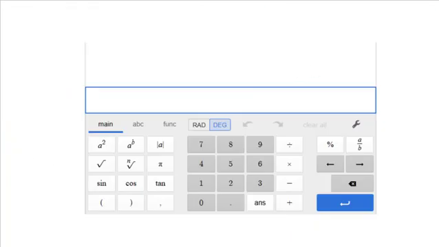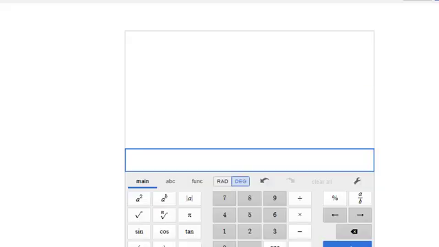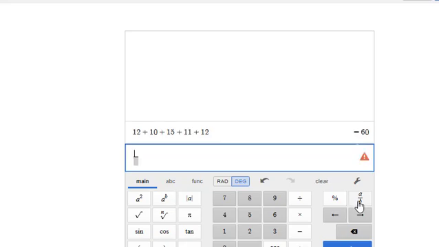Go to your Desmos calculator. There are 2 ways of doing this. The first way would be to just start adding 12 plus 10 plus 15 plus 11 plus 12. This gives us 60, and we're going to hit enter. Now hit either the division symbol or the fraction symbol. I'll hit the fraction symbol. In the numerator, we're just going to hit this button called answer. That's going to pull this last answer and put it in the numerator.